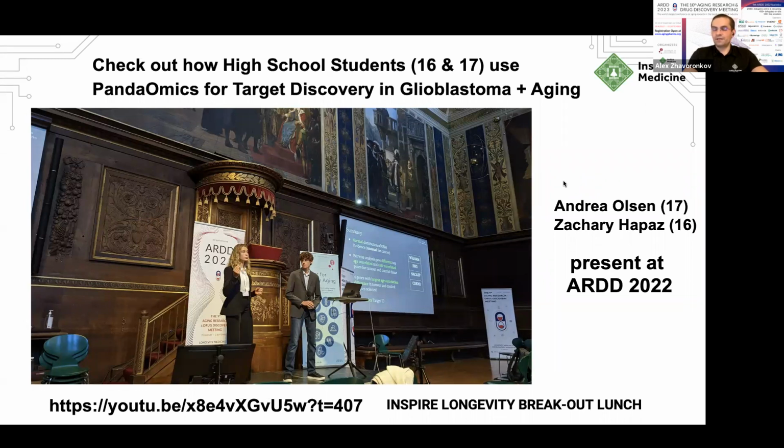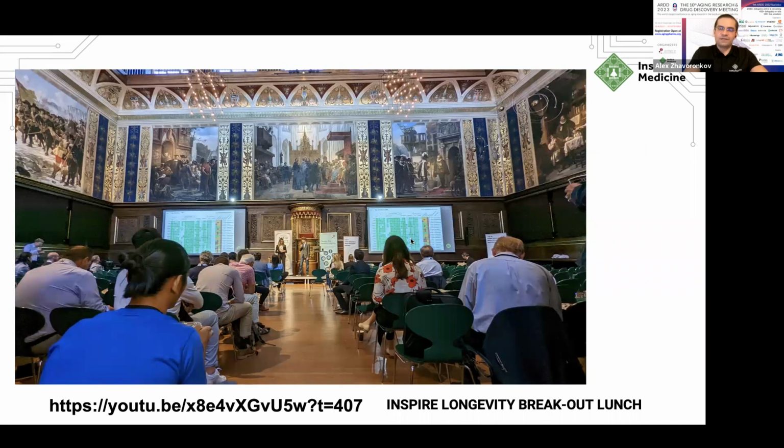And what really struck me was the ability to give this tool to high school students. So here you've got Andrea Olsen, 17, and Zachary Hapas, 16, presenting at our annual conference at the University of Copenhagen, and they presented their work on glioblastoma and aging at the same time, looking for those dual purpose targets using PandaOmics, and they got a standing ovation. So they also had a poster. Hopefully they'll be able to publish. But this tool is so simple that a high school student can use it and actually get some pretty nice questions from the audience that actually knows the targets. You can see those target lists derived from PandaOmics on the screen.